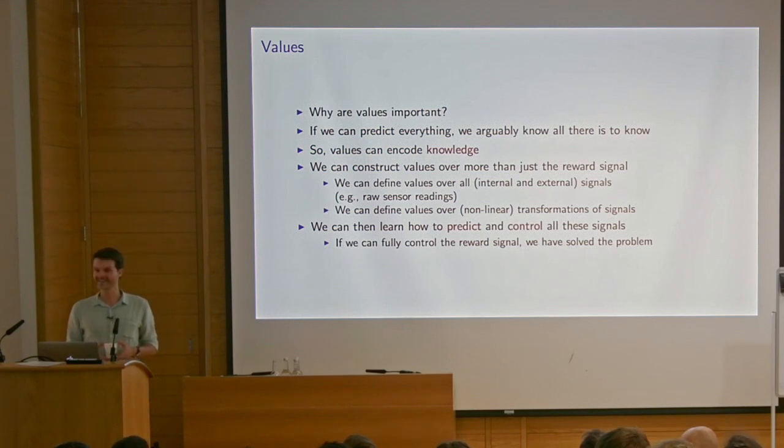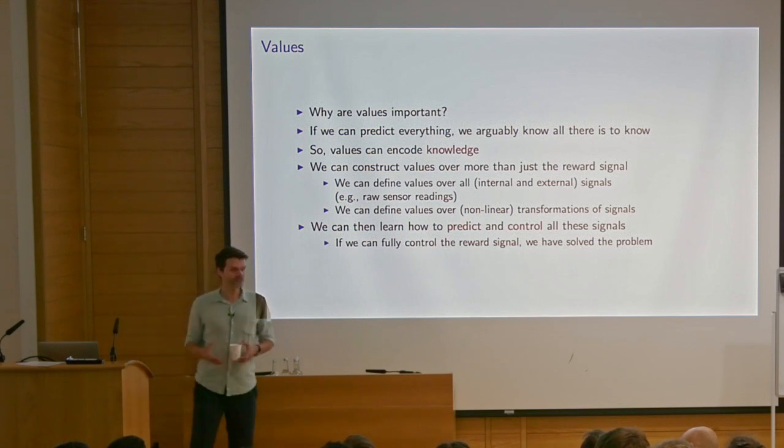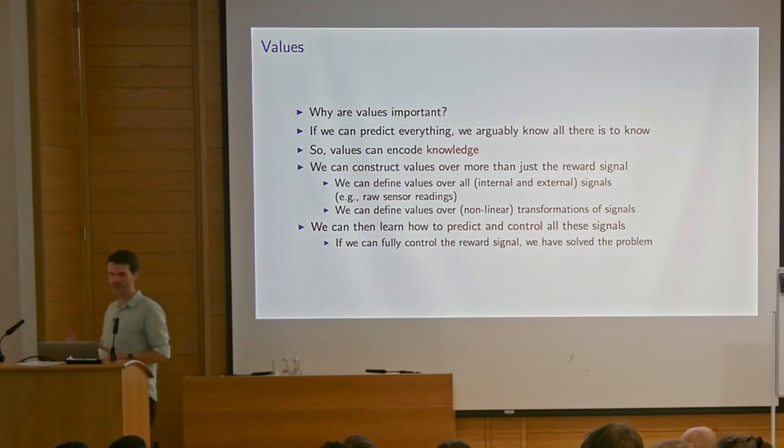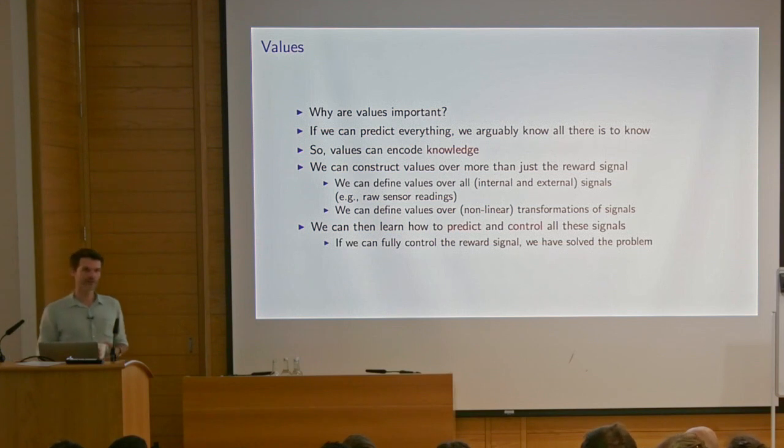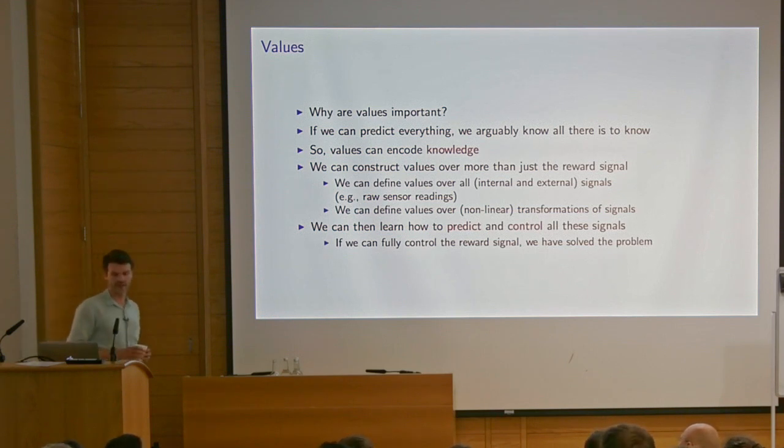We might not be intending to hit the wall as much as possible, maybe quite the converse. Or maybe it's just interesting for the agent to know when it will hit the wall or not, irrespective of the rewards it gets for all of the other reasons. Okay, so if we have access to the values for all these signals and transformations of these signals, we could then try to learn to predict and control all of these signals.